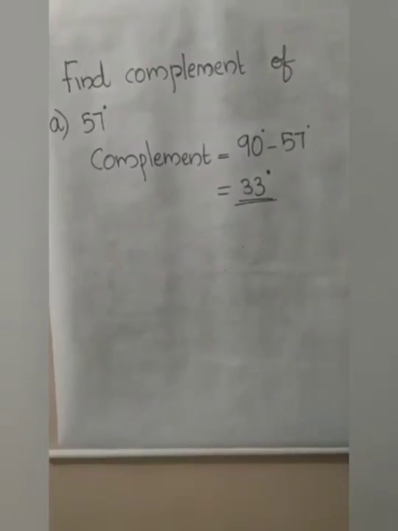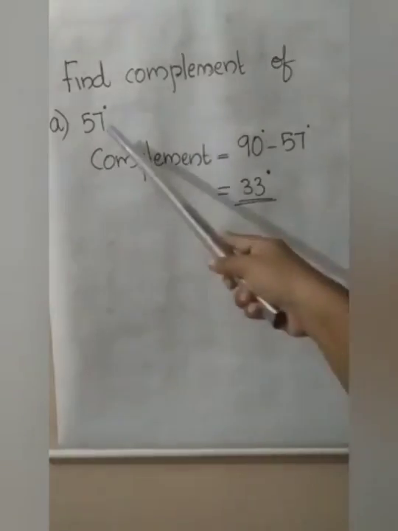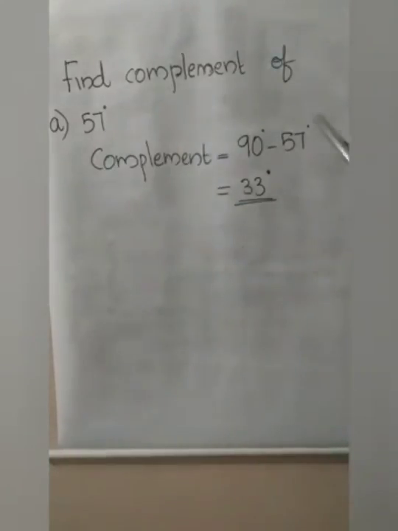Next example, find the complement of 57 degrees. What do we need to do? Subtract from 90. Why are we subtracting from 90? Because we need to find the complement. So the complement of 57 means 90 minus 57, which is 33 degrees.